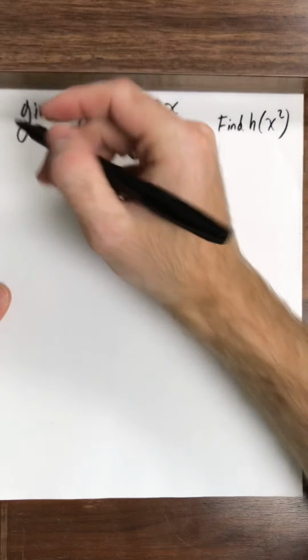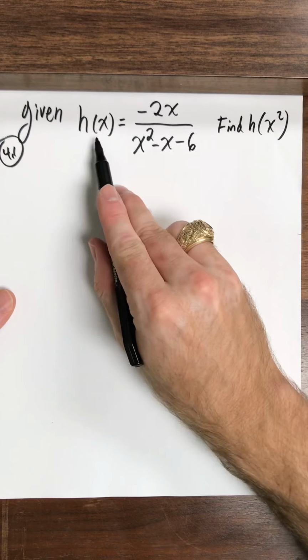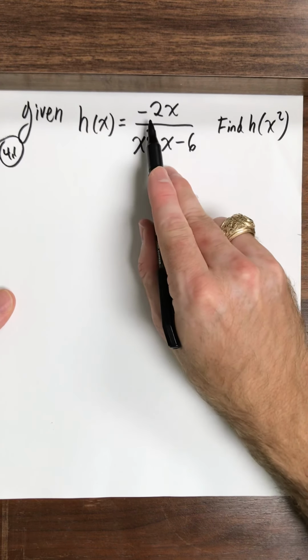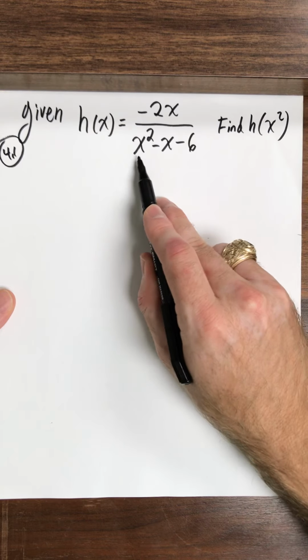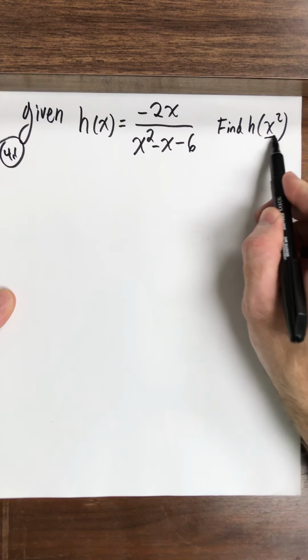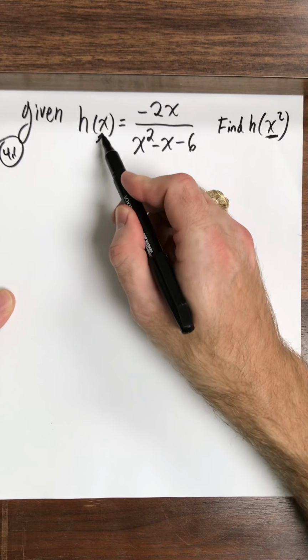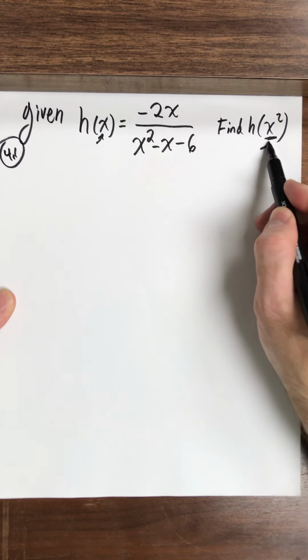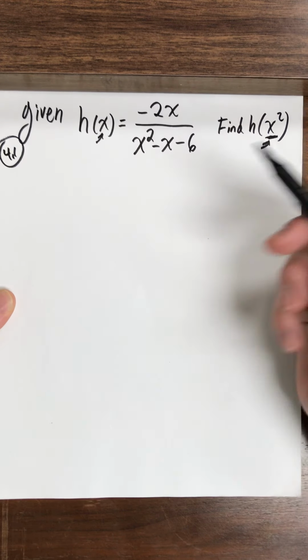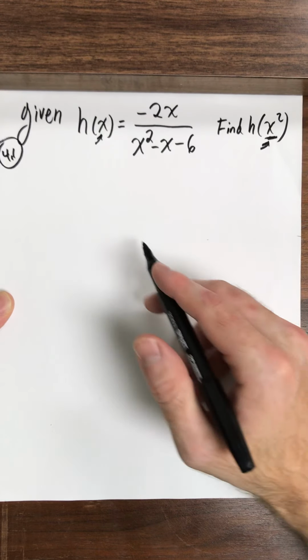Okay, so this is in section 4.1. We're given a function h of x equals negative 2x divided by x squared minus x minus 6. And I want to calculate h of x squared. So I literally look and I say, okay, everywhere I see an x, I want to put an x squared. My advice to you is put a parentheses around it, just like you see that parentheses there.